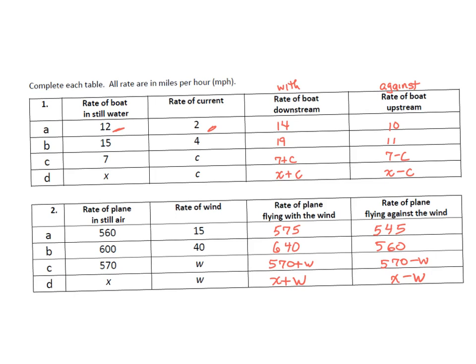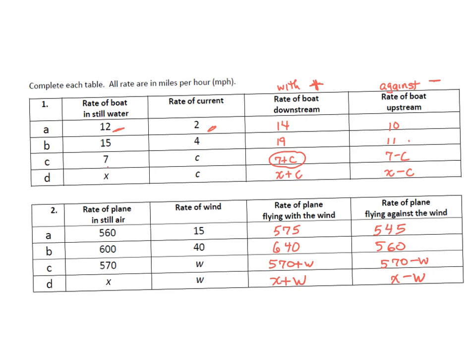All right, so this is what I obtained when I completed the chart. So when we go downstream, we add. When we go upstream, we subtract. So 15 plus 4 is 19. 15 minus 4 is 11. In 1C, 7 plus C would be the algebraic way of representing the rate of the boat downstream, and 7 minus C would be the algebraic way of representing the boat going upstream.